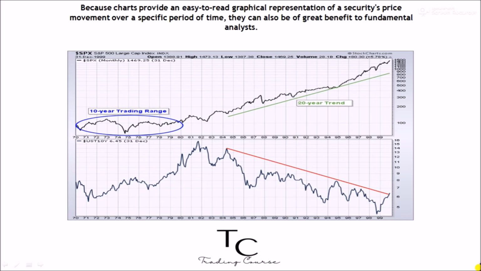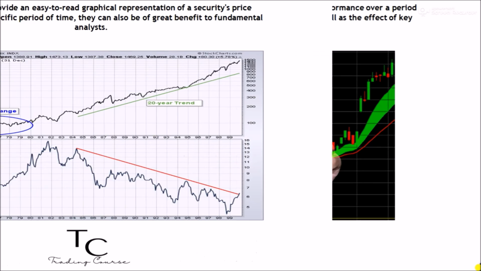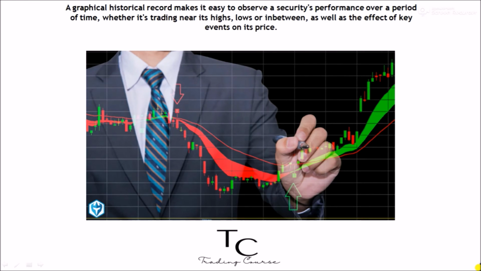Because charts provide an easy-to-read graphical representation of a security's price movement over a specific period of time, they can also be of great benefit to fundamental analysts. A graphical historical record makes it easy to observe a security's performance over a period of time, whether it's trading near its highs, lows, or in between, as well as the effect of key events on its price.